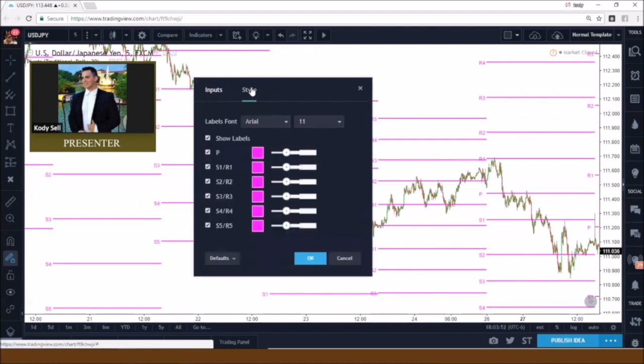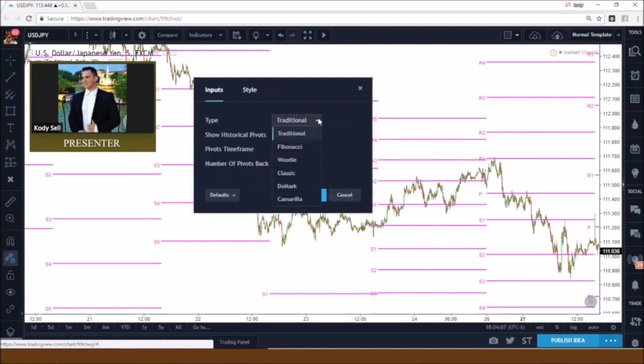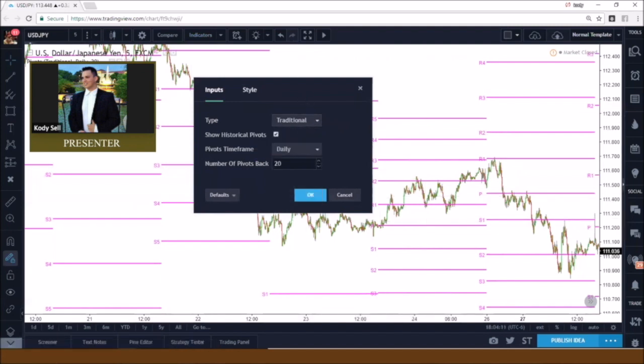Then you can come over here to the style, and you can change the color of everything, make the lines thicker or whatever, just for style essentially. And then of course make sure that the type is traditional. You don't want any of these other weird styles on here. You just want traditional daily pivot points.